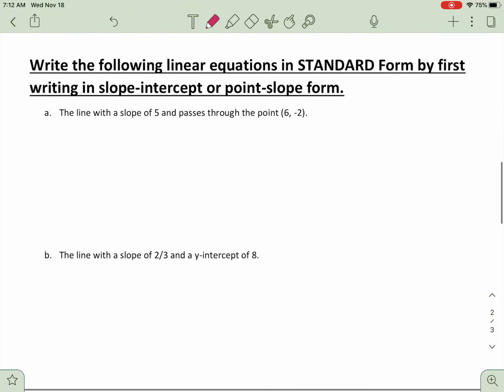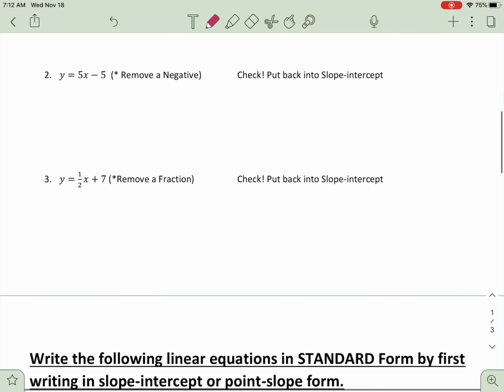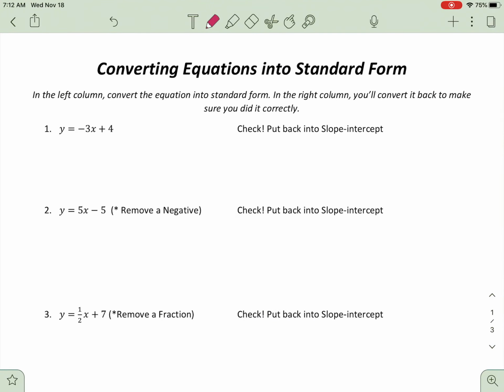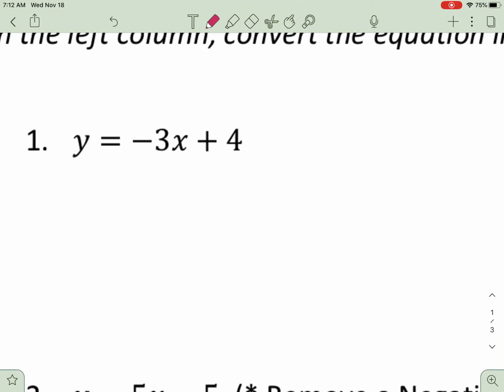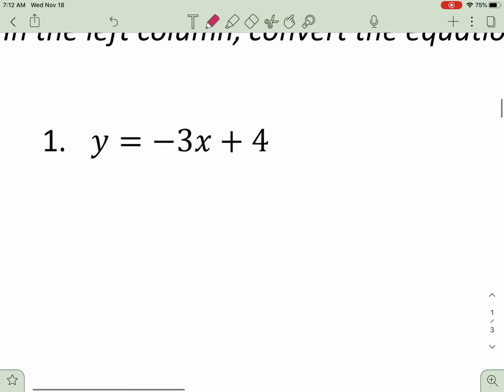So what we're going to look at today is just basically writing equations, but we're going to convert some from different forms into slope-intercept or whatever. For this first one, it says in the left column, convert the equation into standard form. In the right column, you convert it back to make sure you did it correctly. Notice how this is in slope-intercept form. For standard form, we want x and y to be on the same side of the equal sign.